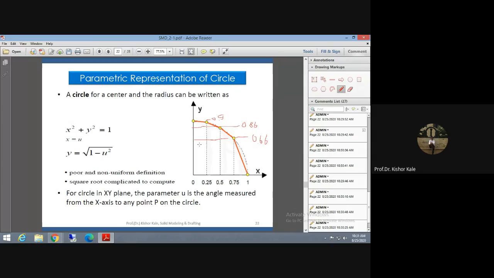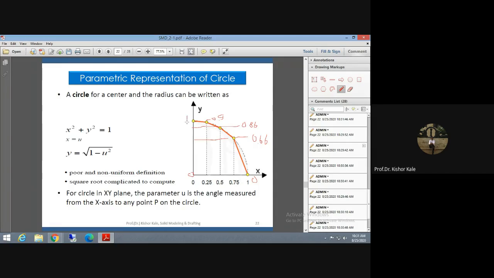Now you are actually drawing a circle, and you got only five points. Put x as 0 here, and x as 1. What will happen here? 1 minus 1 is 0, so y will be 0. That means we got five values of y when we changed x as 0, 0.25, 0.5, 0.75, and 1.